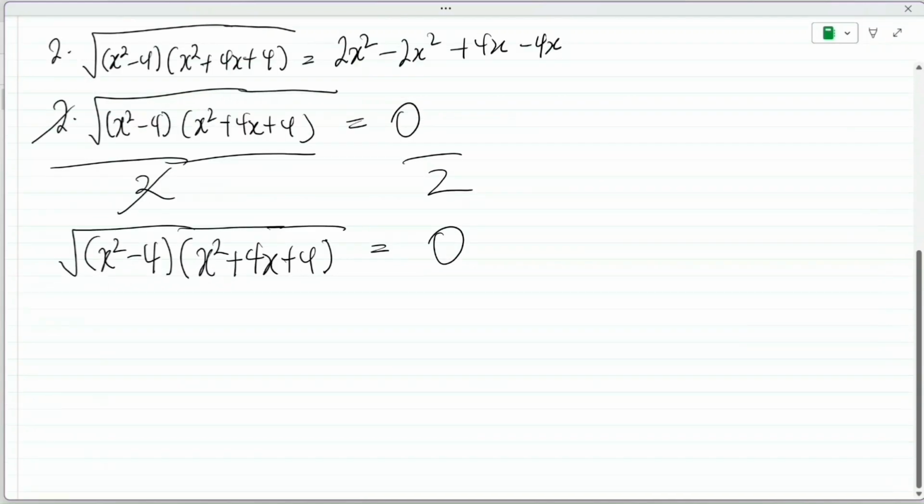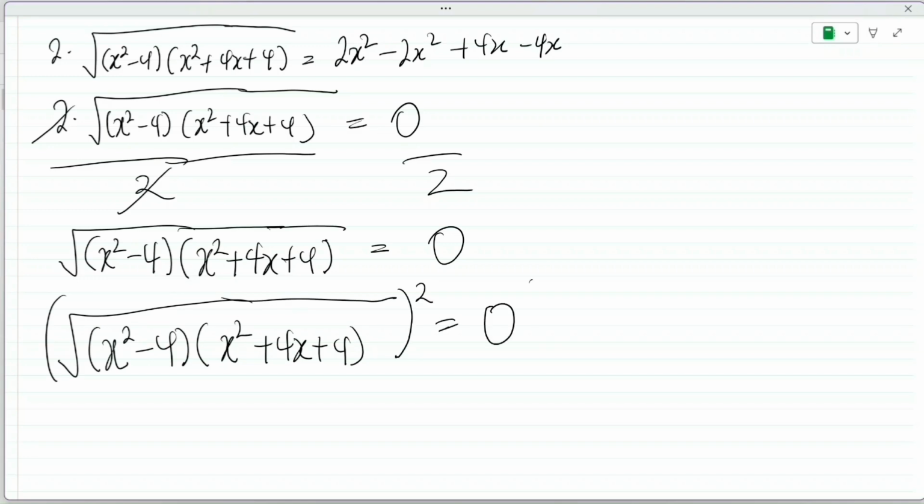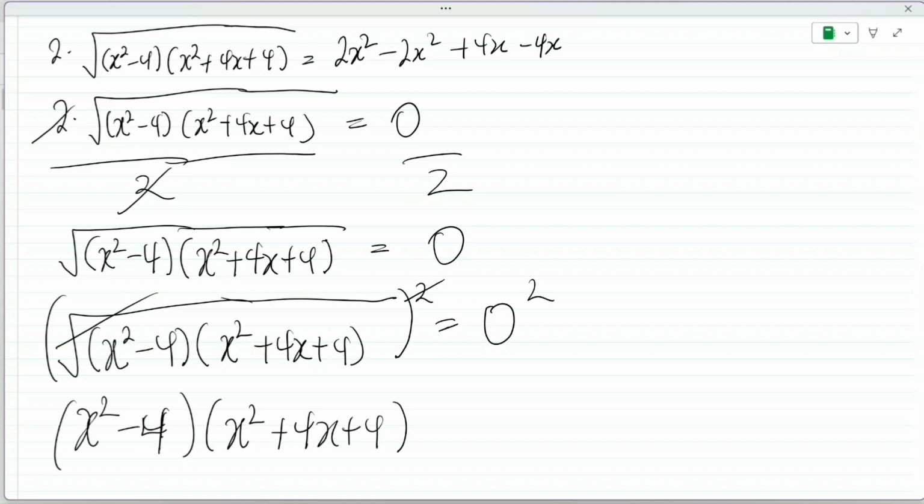At this point, we can get the square root off by squaring both sides. We square both sides. We have open bracket square root of open bracket x squared minus 4 close bracket in second bracket x squared plus 4x plus 4 close bracket, in the bigger bracket, square equals 0 square. We've squared both sides. On the left, the square cancels the square root. You'll be left with x squared minus 4 in bracket times in the second bracket x squared plus 4x plus 4 close bracket equals 0 square is 0.